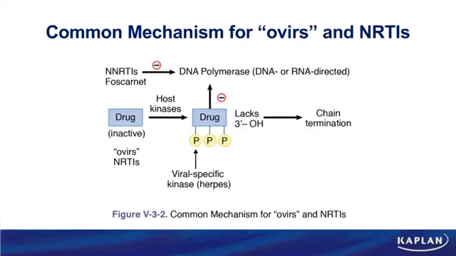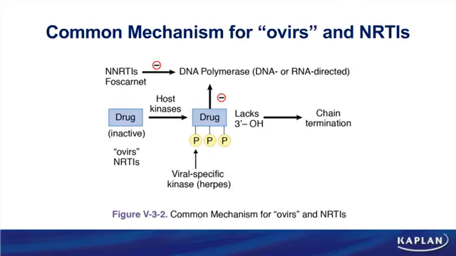Both ovirs and NRTIs can cause chain termination because they have the same structural characteristic. These drugs lack 3' hydroxyl groups. Remember, in order to catalyze the addition of the next nucleotide, you need a 3' hydroxyl. So if you take acyclovir triphosphate and incorporate it into a growing DNA chain, it results in chain termination.